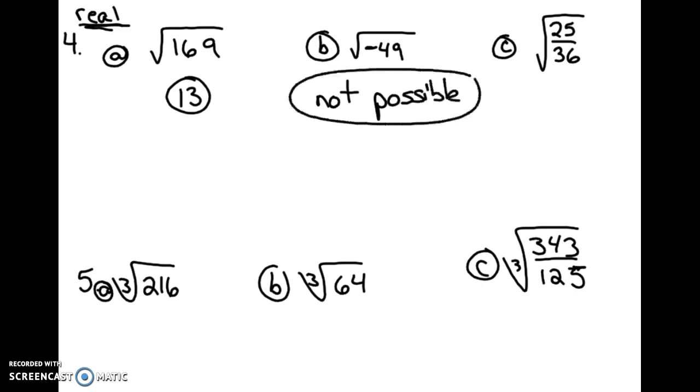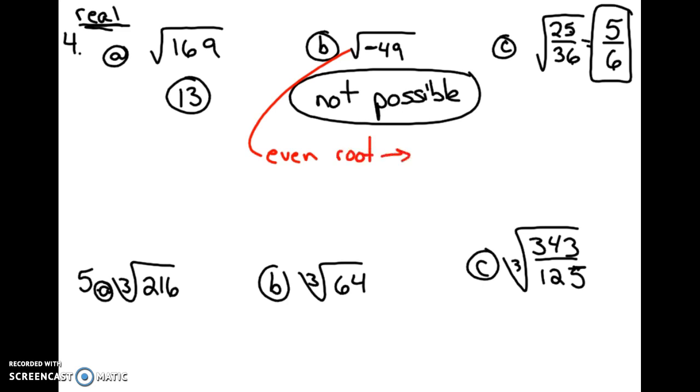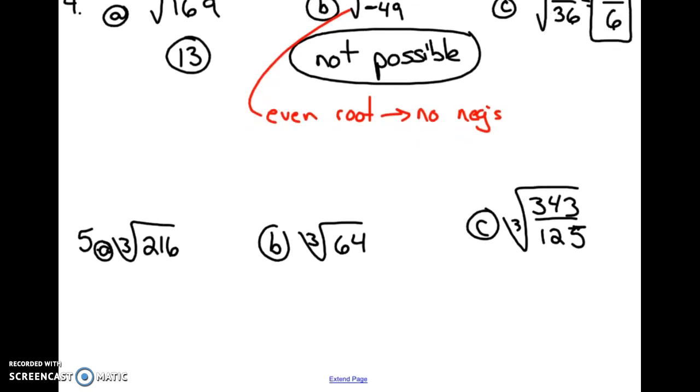When we're taking the square root of a fraction, you just pretend like it's two parts. The square root of 25 is 5. The square root of 36 is 6. So remember, if we have an even root, that means that we can't have any negatives underneath. So no negatives. That's only true for even roots, because this next one we can do.